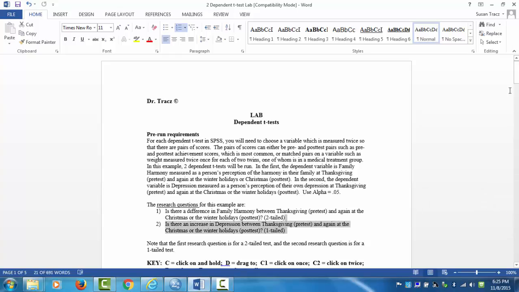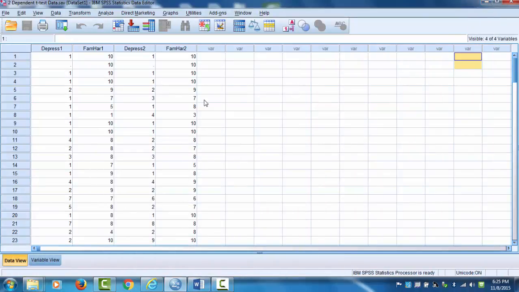Okay, so let's go to our data file, which is right here. And notice we have a column of data for depression, Depress 1 and Depress 2. We also have Family Harmony 1 and Family Harmony 2. So we've got these pairs matched.